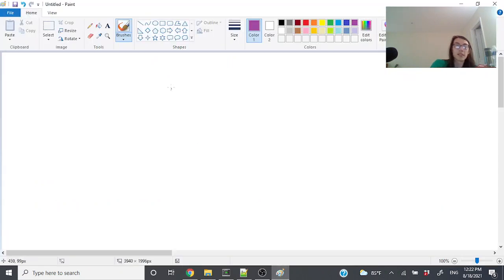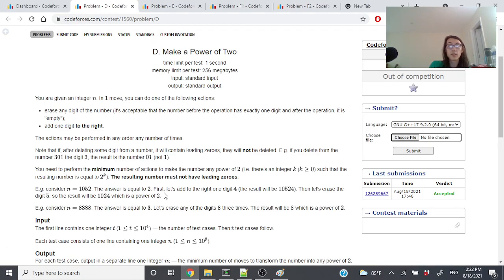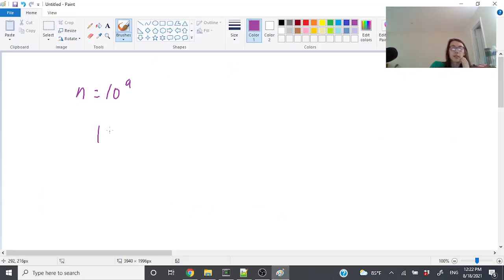the most basic set of operations. Suppose n is equal to 10 to the 9th. Then it's 1 0 0 0 0 0 0 0 0 0. So what we can do is in 9 operations we can remove all this and then be done. And then we'll have 1, which is a power of 2.